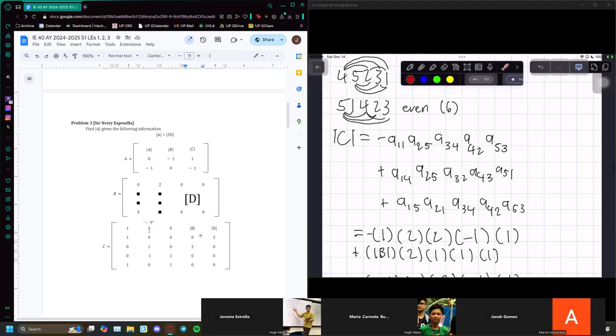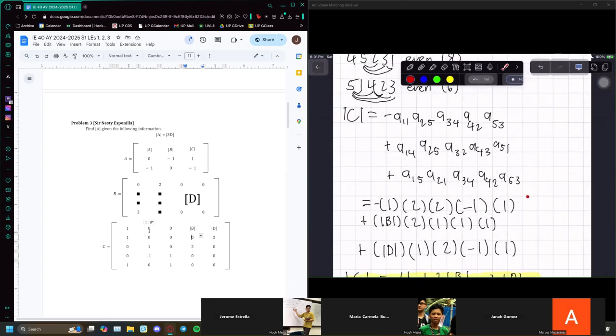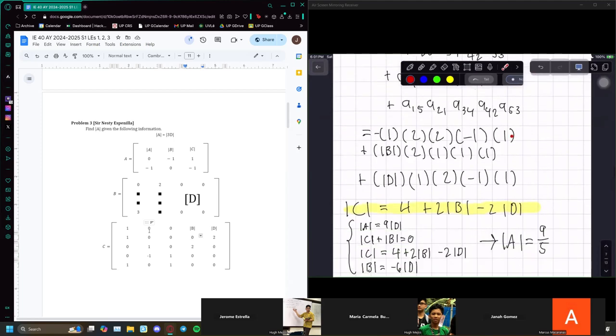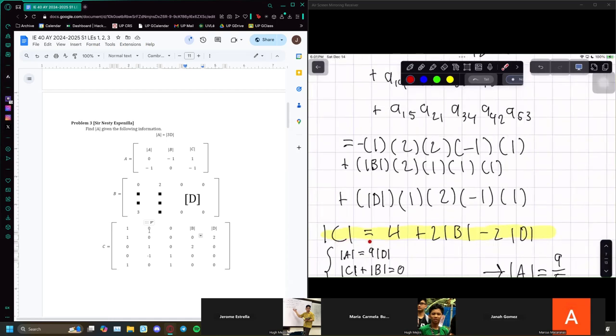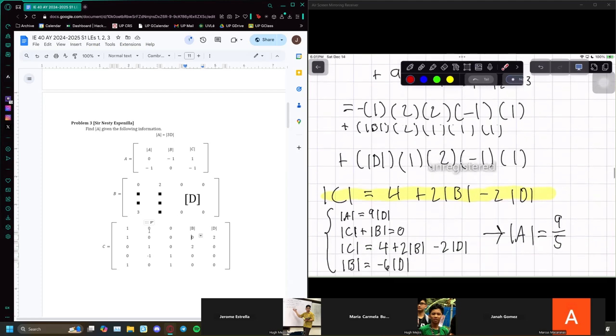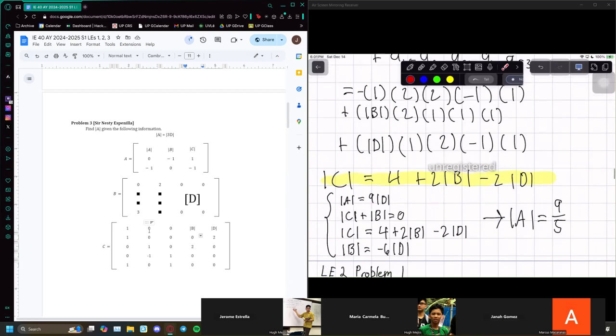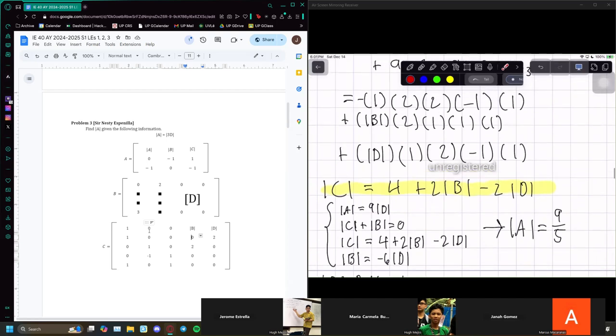So yeah, if you do all that, you just get those respective elements from the matrix. You'll find that you'll get the equation rather. Now the determinant of C is equal to 4 plus 2 times the determinant of B minus 2 times the determinant of D. So we have a system of four equations where the determinant of A equals 9 to C, and C plus B equals 0, C equals 4 plus 2B minus 2D, and B equals negative 6D. If you just solve that algebraically, treating the determinants as unknowns A, B, C, D, you learn that the determinant of A is equal to 9/5, which is the final answer.